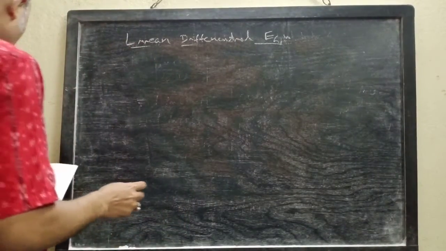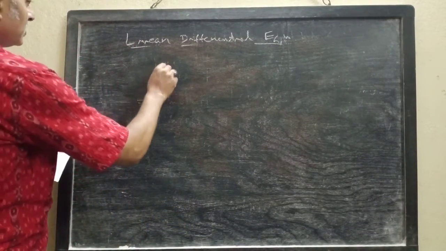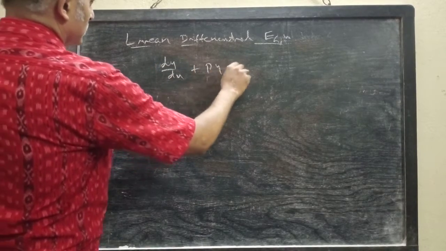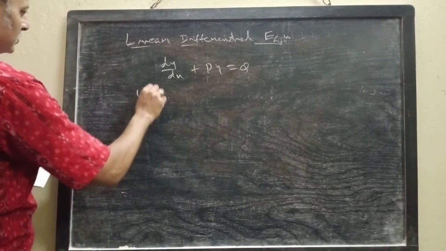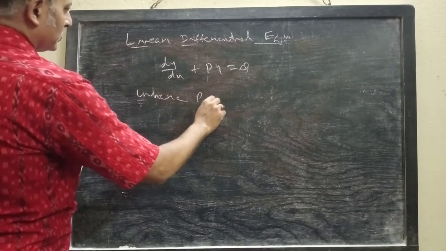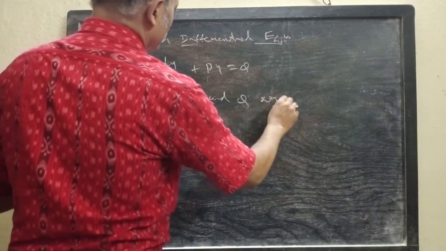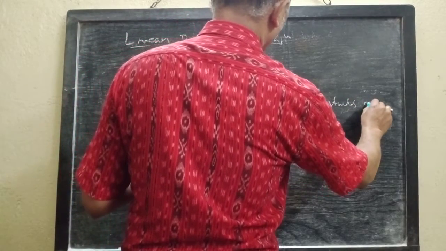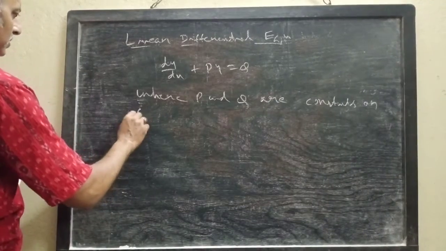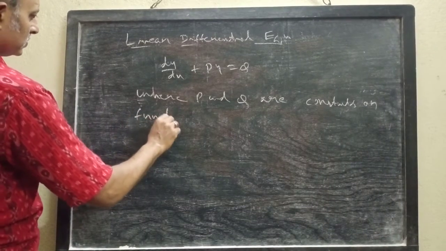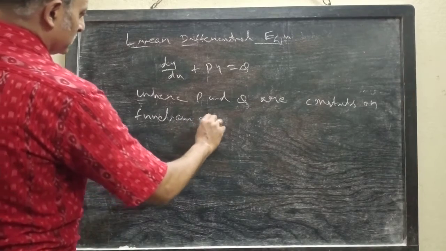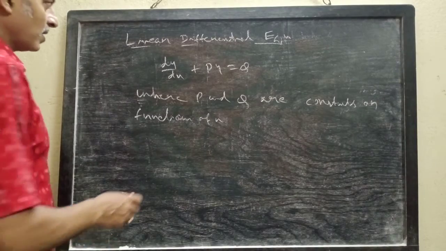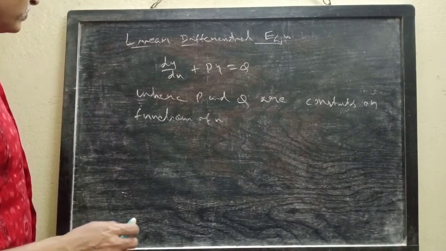First, let us identify the form of linear differential equation. A differential equation of the form dy/dx + Py = Q, where P and Q are constants or functions of x, is known as a linear differential equation. Okay. This is a differential equation in y.